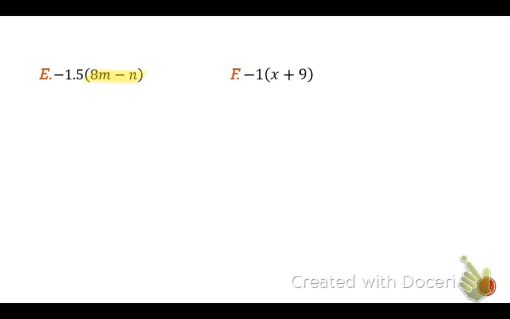Zaria, is there anything that I need to distribute on the outside of my parentheses? Yes, I need to take this negative 1.5 and show that I am going to multiply it by both terms. Who can help me out with what I need to do next? Thank you, Maddie. What's the first thing that I need to multiply together? Negative 1.5 times 8m. Very good.